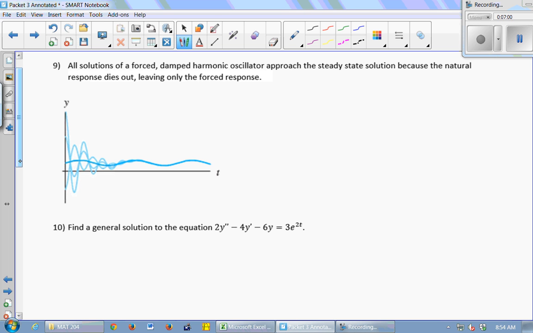So all solutions of a forced damped harmonic oscillator approach the steady state solution because the natural response dies out, leaving only the forced response. So this is sort of an example of what you might get. The natural response is to settle down to 0, and then you're just left with the forced response.